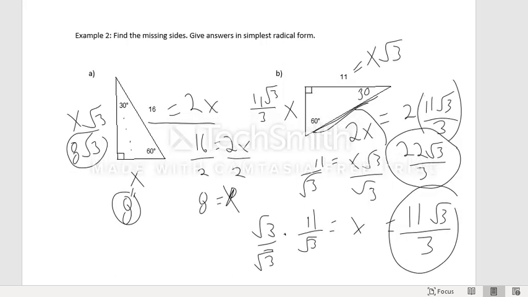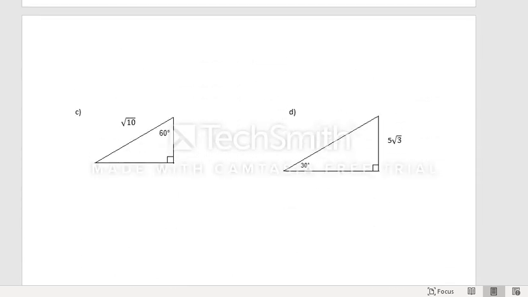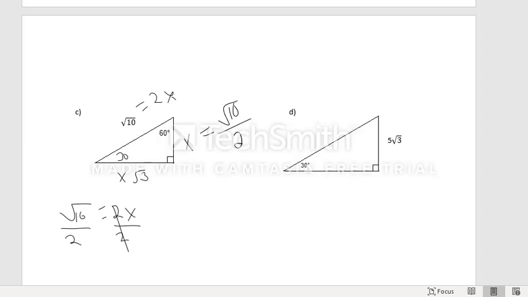All right, 2 more. Label your triangles. This is the 30 degrees. So this side is x. This is 2x. And this is x times the square root of 3. All right, so the square root of 10 is 2x. Divide both sides by 2. And x equals the square root of 10 over 2.